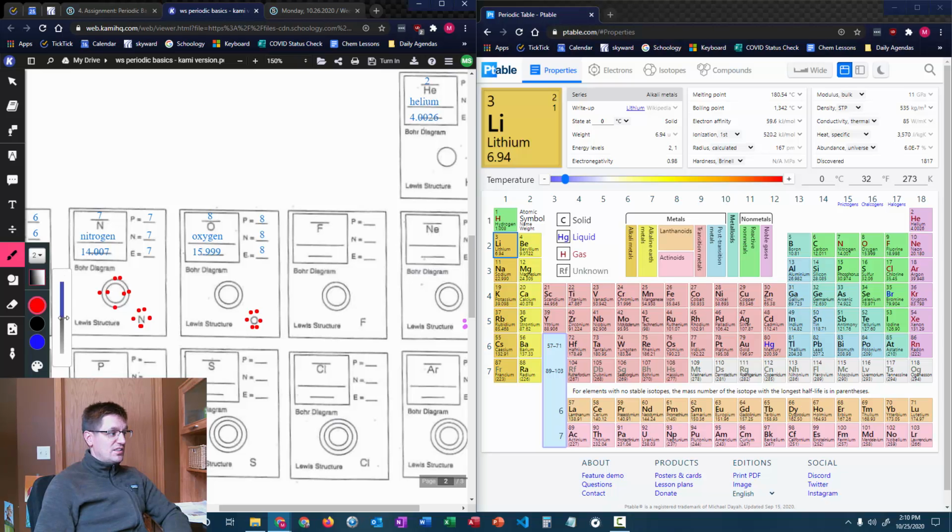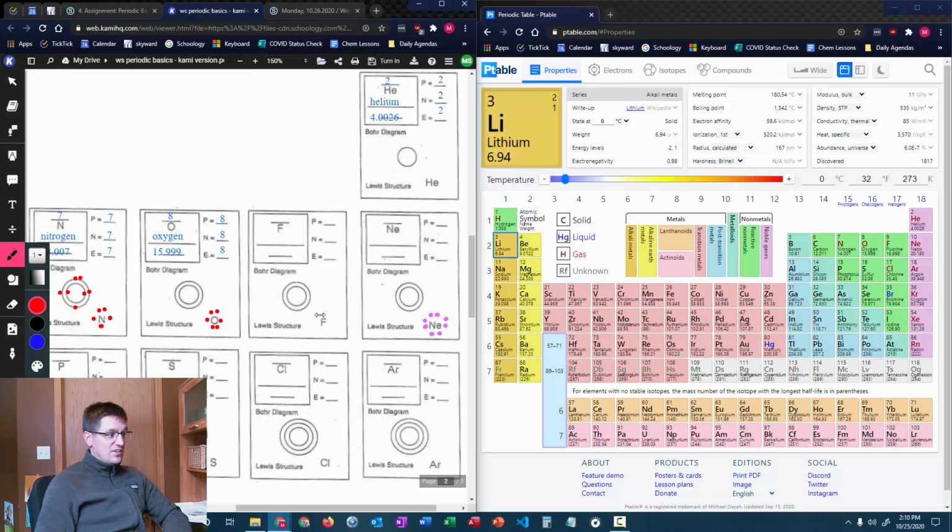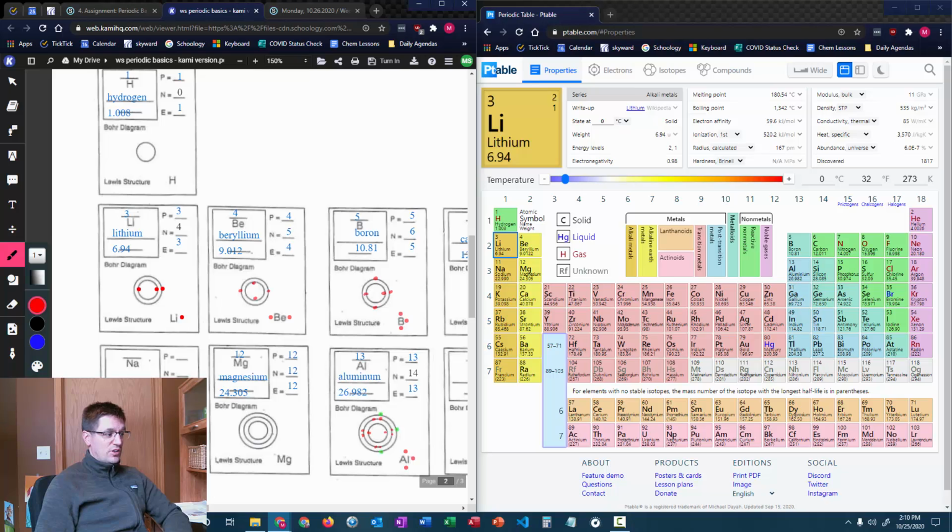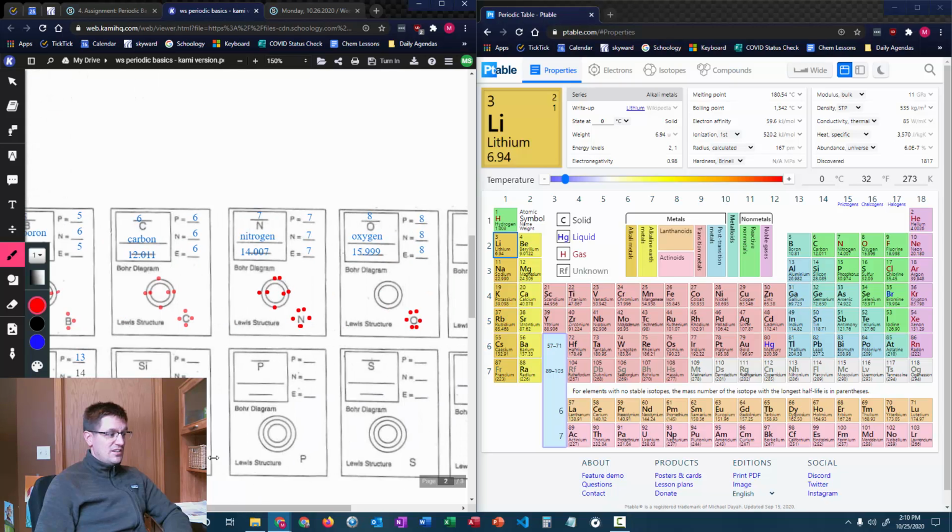I'm going to make these a little less bright. And we're going to go a little smaller because they're going to get crowded. Fluorine is going to have 7. 1, 2, 3, 4, 5, 6, 7. Neon has 8. And then it all starts over again down here with sodium has 1, magnesium's going to have 2, aluminum's going to have 3, silicon will have 4, this will have 5.